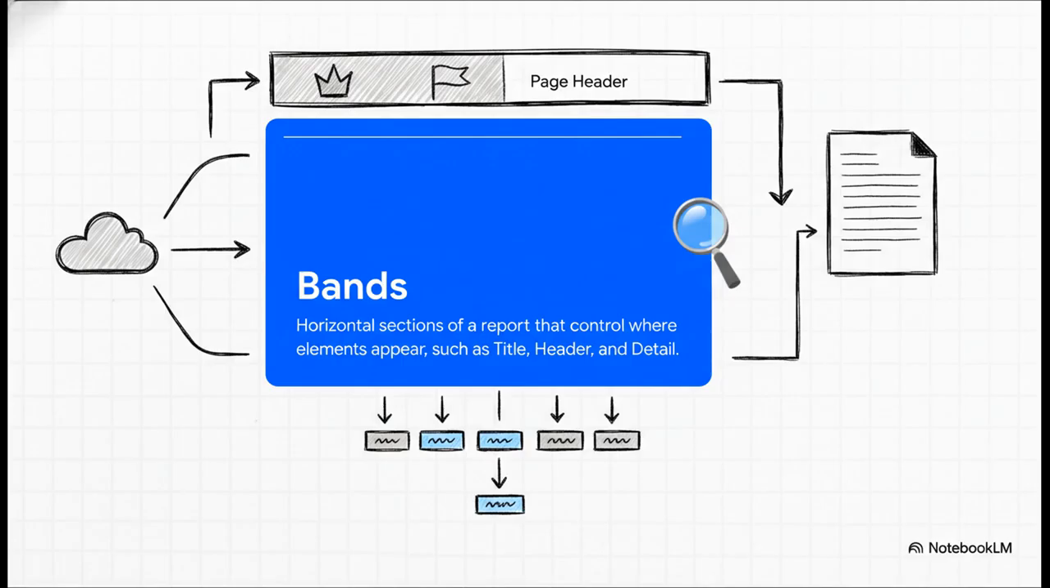So for our bookstore report, you'd put the main title, quarterly sales, in the title band. Simple enough. You'd put the page number in the page header band so it shows up on every page, but the magic is in the detail band. Whatever you put there, like the book title and price, it repeats automatically for every single record, for every single sale. It's a super smart way to structure everything.